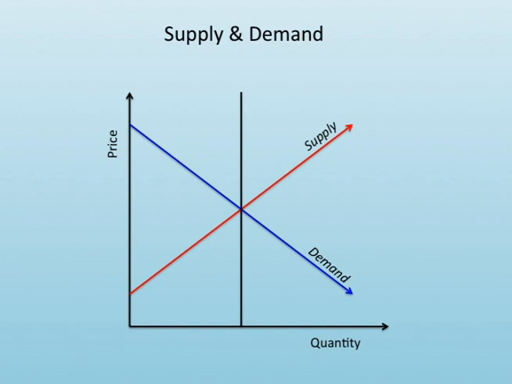This graph represents supply and demand in an economy. The positively sloped line in red represents supply, while the negatively sloped line in blue represents demand.